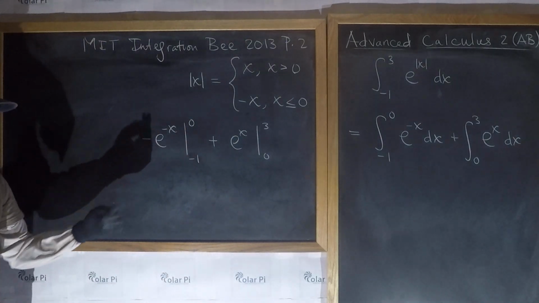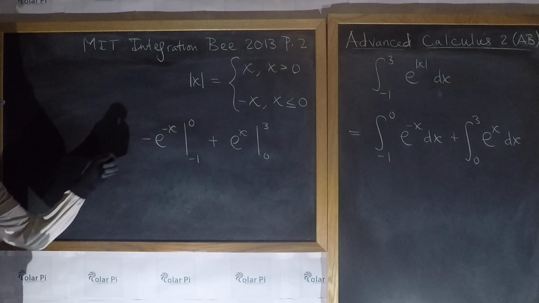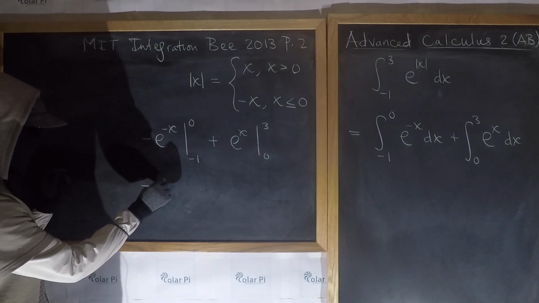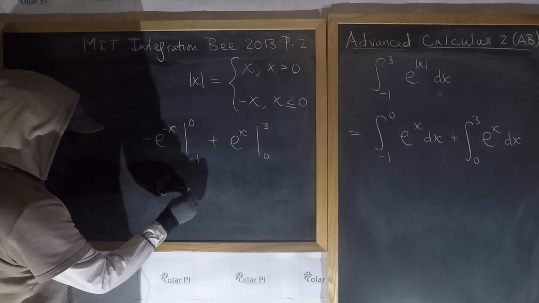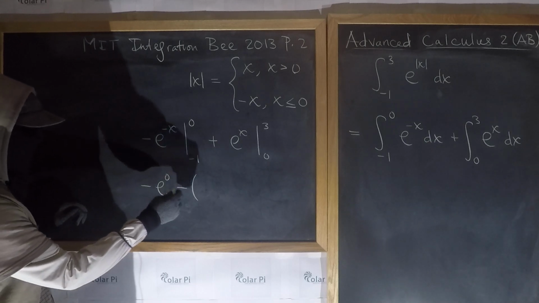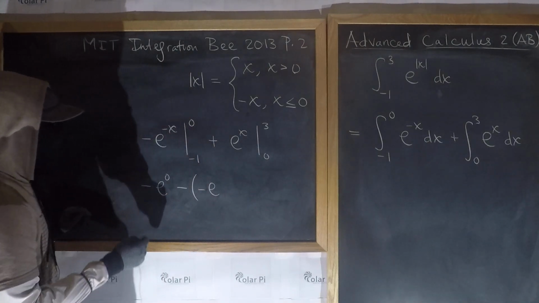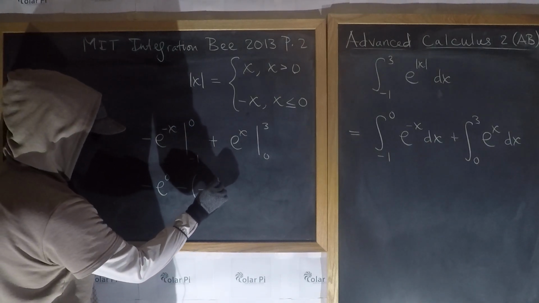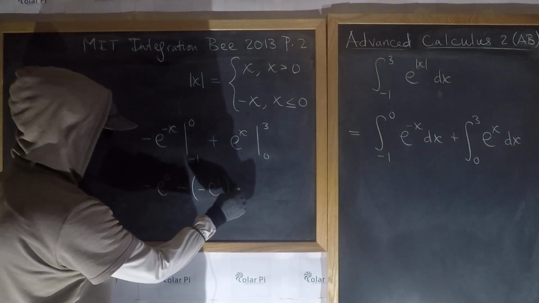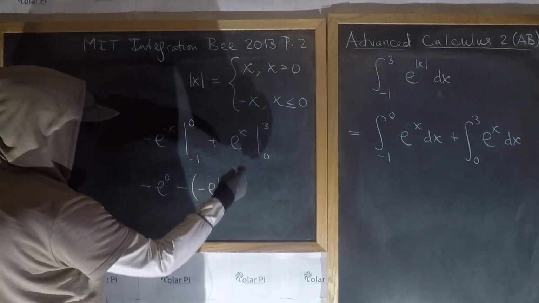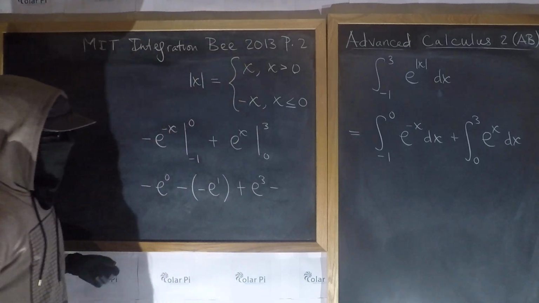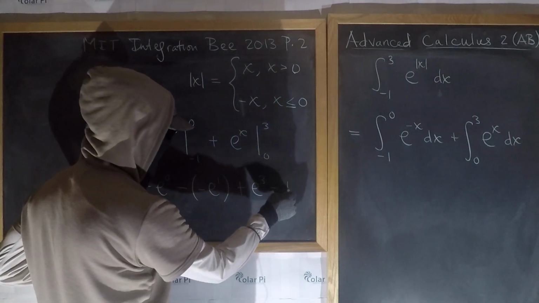Now, for this first piece, we plug in 0. We're going to get negative e to the negative 0, which is negative e to the 0. And we go minus, and then we plug in -1. So minus negative e to the negative 1. So just e to the first, right? And so we've evaluated that. And then we go plus. For this part, we plug in 3. So e cubed minus e to the 0, which is 1, right?